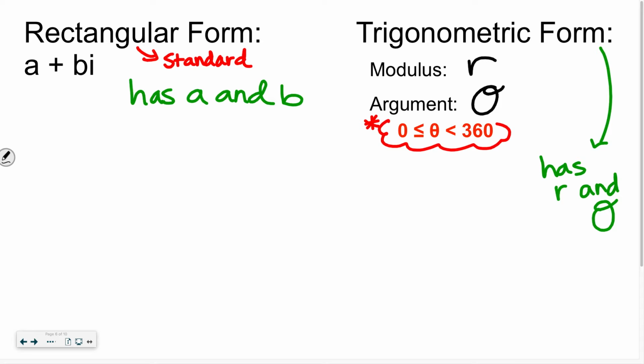Okay, so our job is to figure out if we have A and B, how can we get r and theta, and also vice versa. If we have r and theta, how can we get A and B? So we can go in and out of both forms. The answer is trig. So we're going to draw ourselves a picture. Plot a complex number. I'll call this A plus Bi.